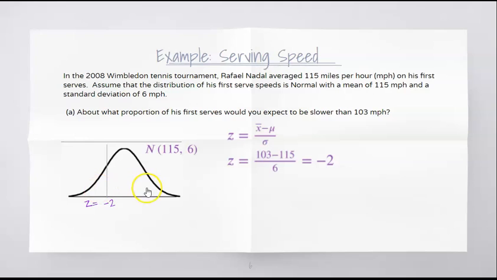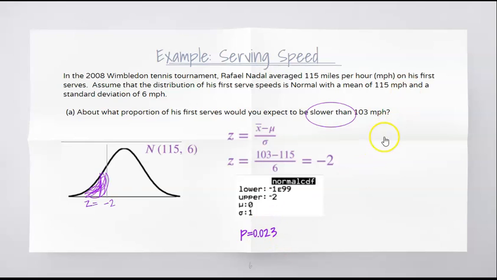Now the question is, which way do I shade it? Well, look back at the question. It says slower than 103. So slower than would be less than. So I'm going to look for the area to the left. Now, in my calculator under normalCDF, my lower boundary is -infinity, upper boundary is -2, the mean is 0, sigma is 1. The area that gives me is 0.023.